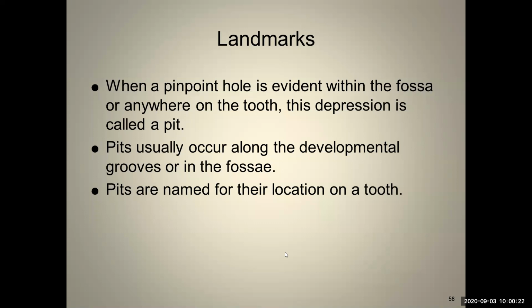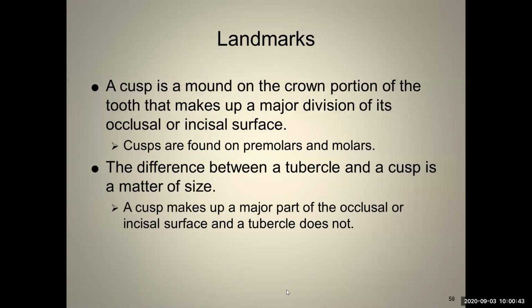Pits usually occur along the developmental groove or in a fossa. So the pits, again, are named according to their location. If you need to chart a suspicious area and it's on the mesial pit versus the distal pit, it's going to make a big difference. You can't just say it's on the occlusal surface. You have to be very, very specific.